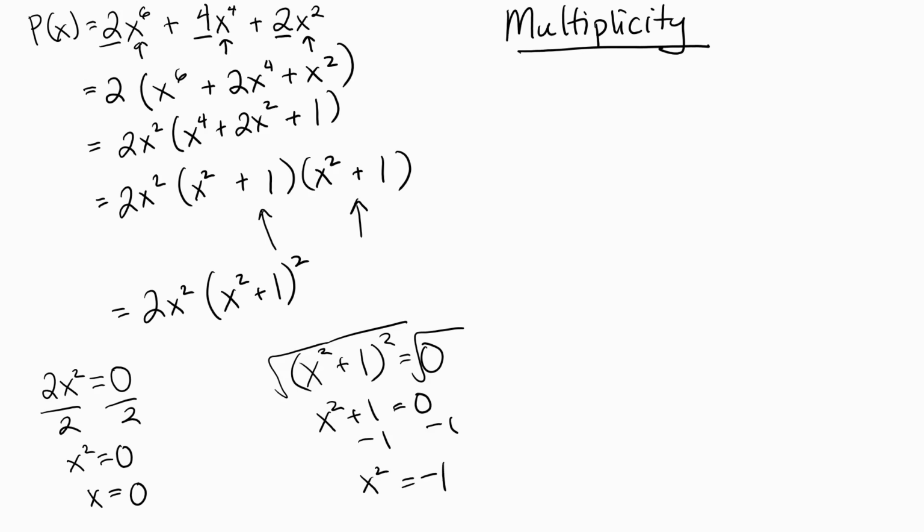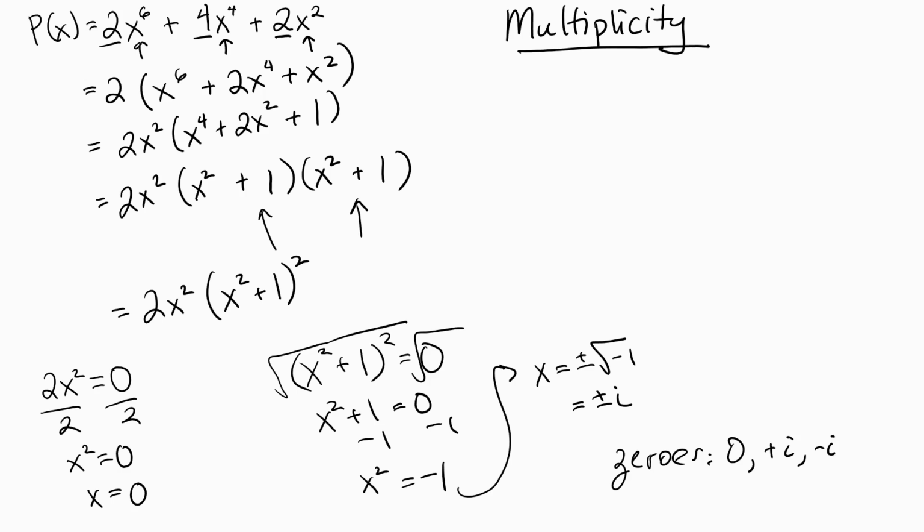Notice we are going to have to use our friend i because I have this negative 1 here. So I'm going to take the square root of this. So x is equal to plus or minus the square root of negative 1, and we're going to rewrite that as plus or minus i. So the zeros that we have are, let's write them out: 0, plus i, and minus i. So what that tells us is that we have 3 zeros: 0, plus i, minus i.